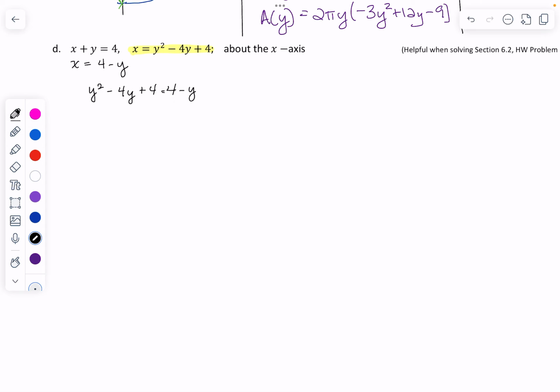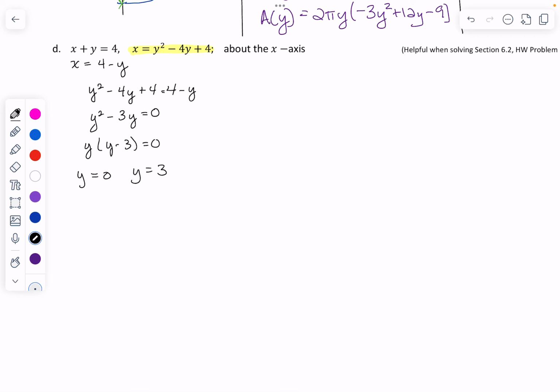If I move everything to one side, I get a y squared. Negative 4y plus y is going to be minus 3y, and my 4's are going to cancel, so I'm going to get equals 0 there. So it's going to simplify quite a bit. At this point, I can factor. So I'm going to take y times y minus 3 equals 0. That gives me 2 points of intersection at y equals 0 and at y equals 3.